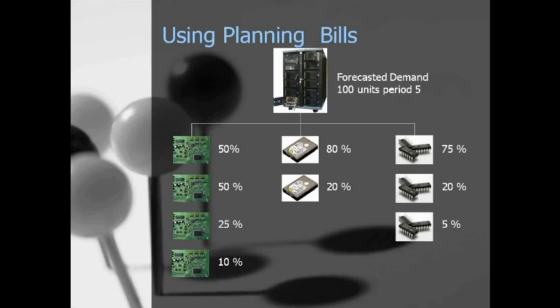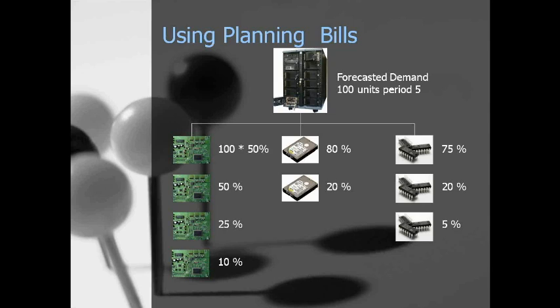And if they gave me a forecasted demand for our Model 1010 of 100 units in period number 5, I would take that forecast along with all the other periods that they gave me forecast for, plug it into my planning bill of material, and then simply run an MRP calculation on that forecasted demand.